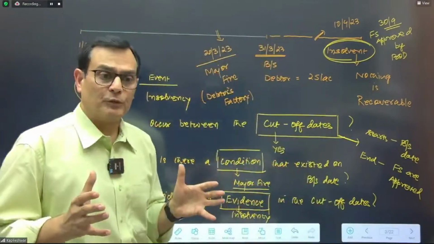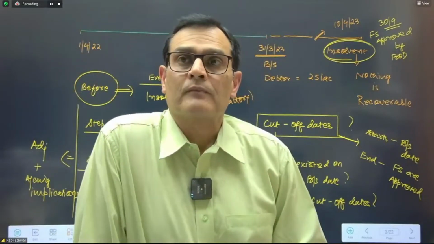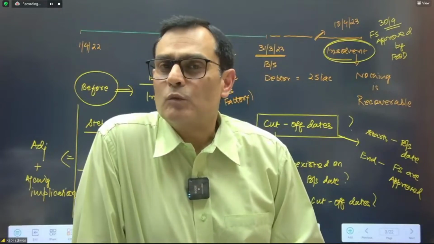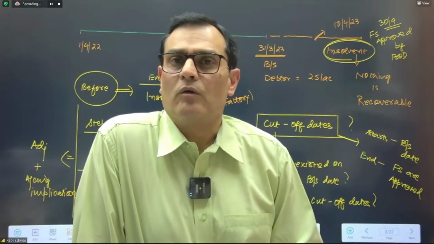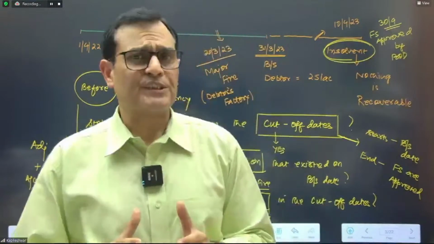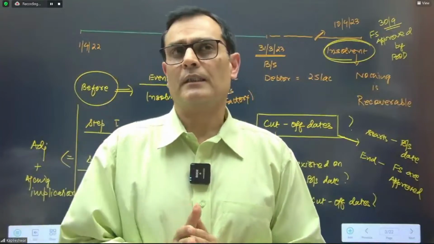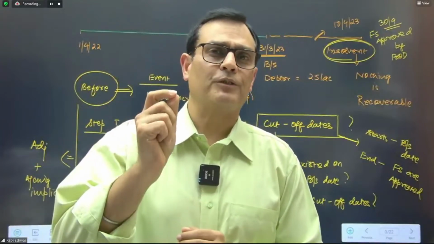Well, I have given you that when you're looking at events after the reporting period, the events are of 2 types. One is called adjusting and one is called non-adjusting in nature. What are the parameters to decide that the event is going to be adjusted or non-adjusted? The parameter is you apply a 3-step model.